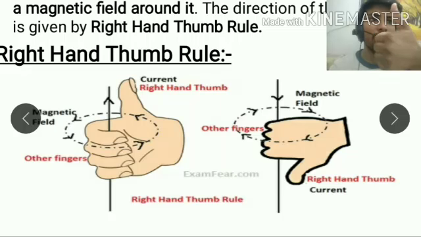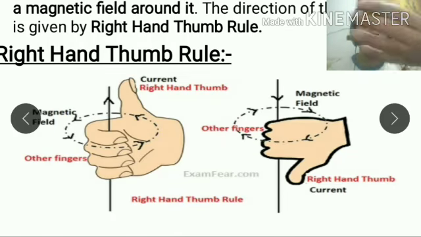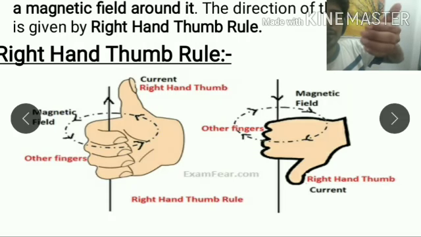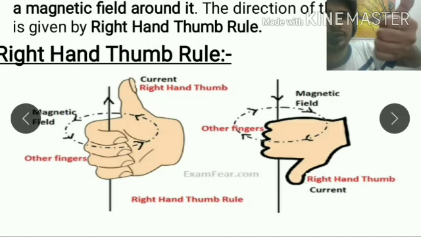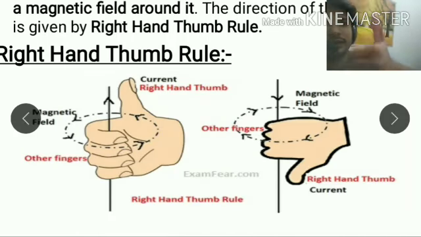According to the right hand thumb rule, if you hold any object like that, look at me, if you hold any object like that, then the rounded fingers show the direction of the magnetic field, and the thumb indicates the direction of the current. This means the direction of the magnetic field and the direction of the current are perpendicular to each other.